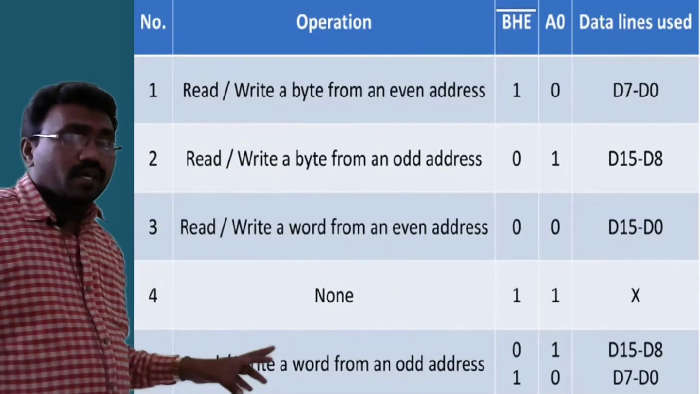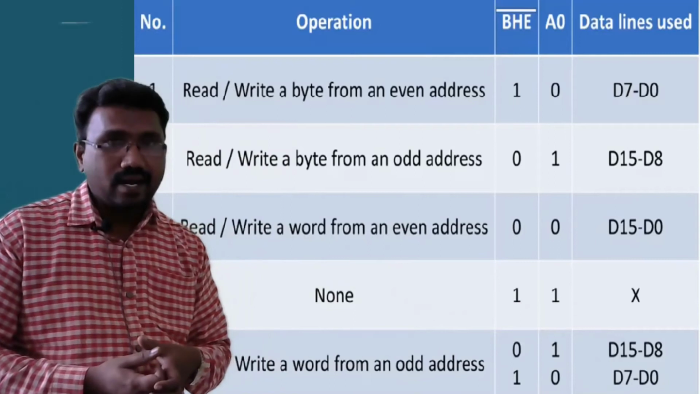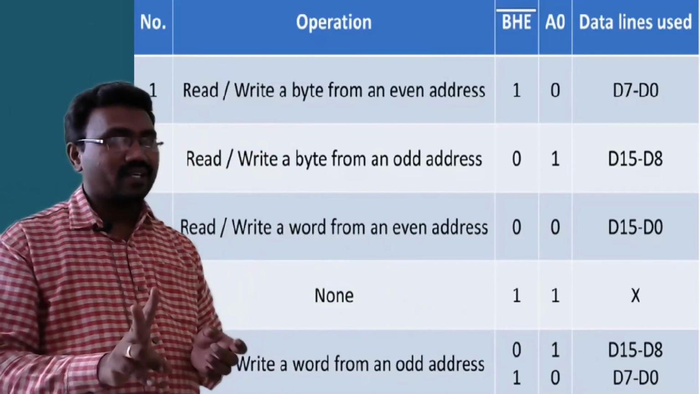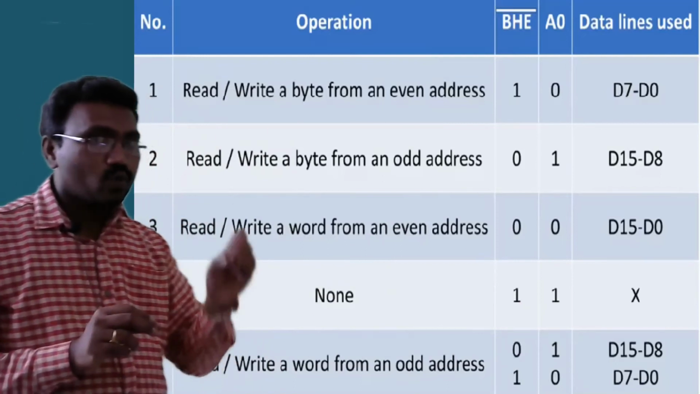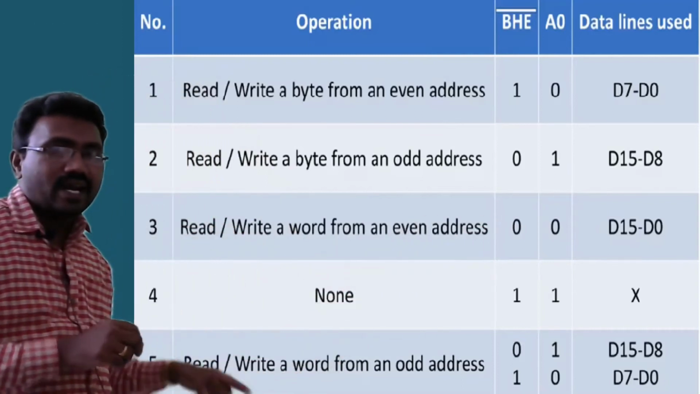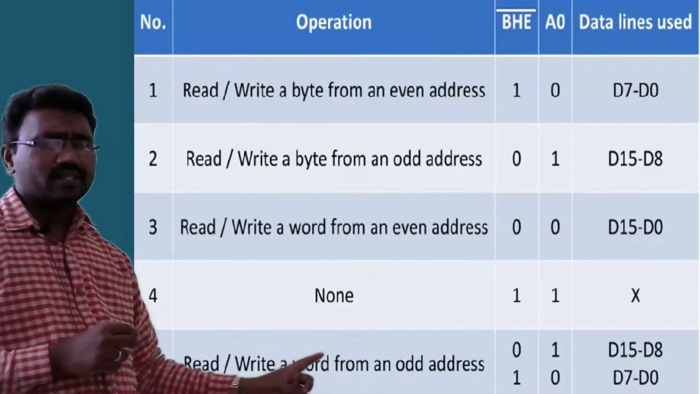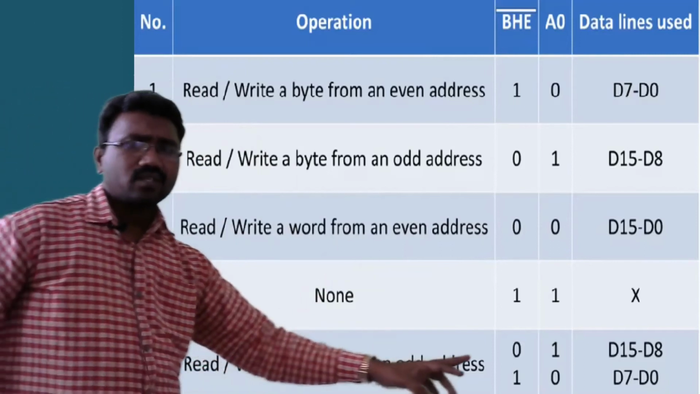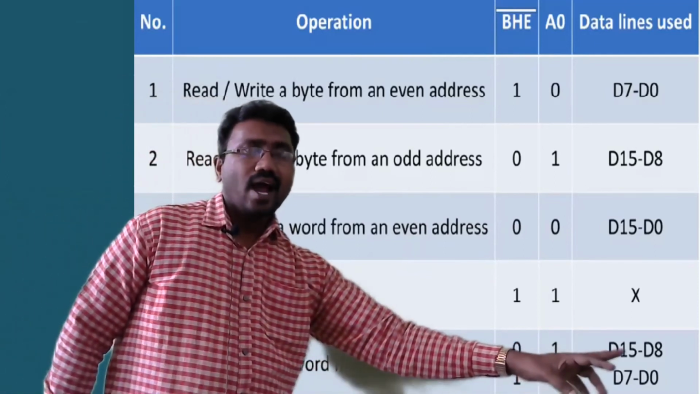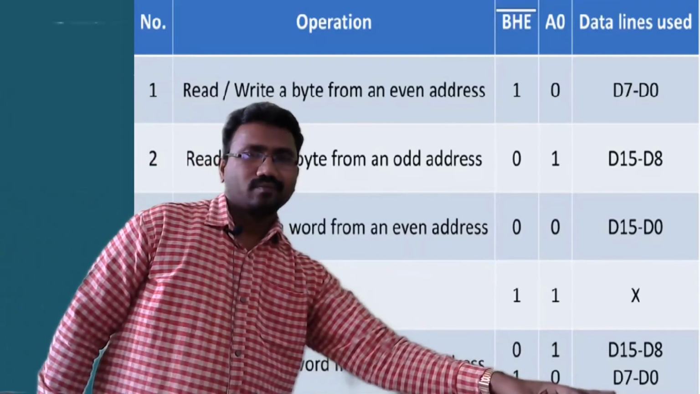Next combination: if the processor generates an odd address to access the 16-bit data, it requires 2 clock cycles. If it generates an even address to access the 16-bit data, only 1 clock cycle is enough. If the processor wants to access data starting from an odd address, it requires two clock cycles. In the first clock cycle, the combination 0 1 means it accesses the higher byte. In the next clock cycle, 1 0 means it accesses the lower byte.